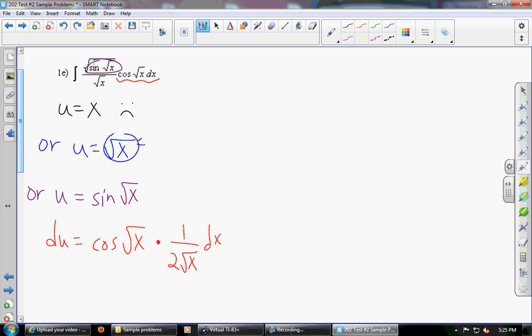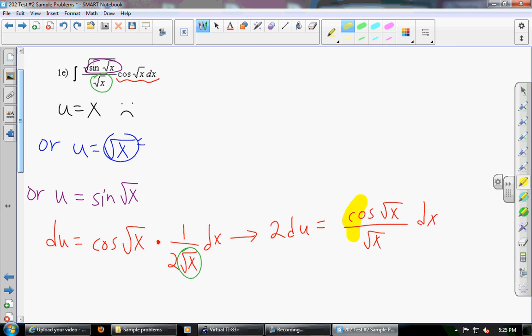And now I'm really happy, actually, because that over root x explains this question mark that we had before. So really the only thing that I don't like in this is the 2. So let's quickly multiply both sides by 2. So we get 2 du equals cosine square root of x divided by square root of x dx. And so we're going to highlight that here, and then we're going to highlight it up here because it takes care of that and this.